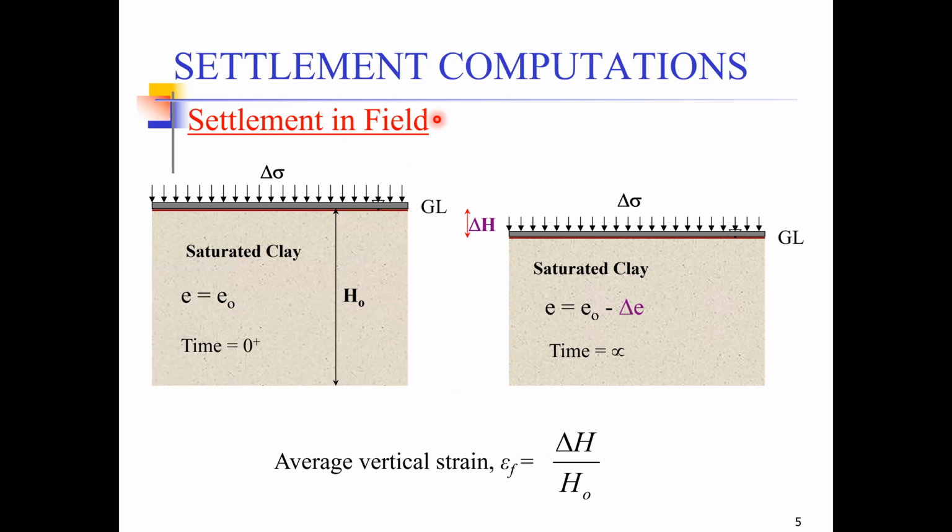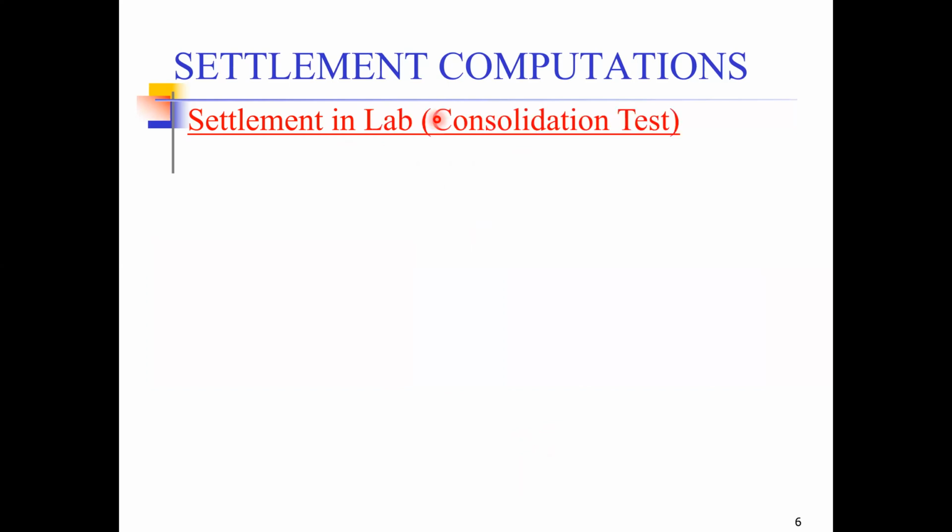But what will happen in the lab? Let's look at the lab conditions as well. When we're talking about lab, we're talking about the consolidation test. And in a consolidation test, we know we perform the test on a fully saturated sample. If this sample is fully saturated, it means there is a solid phase and there is a water phase. There is no air phase in this, because it is a fully saturated soil sample.